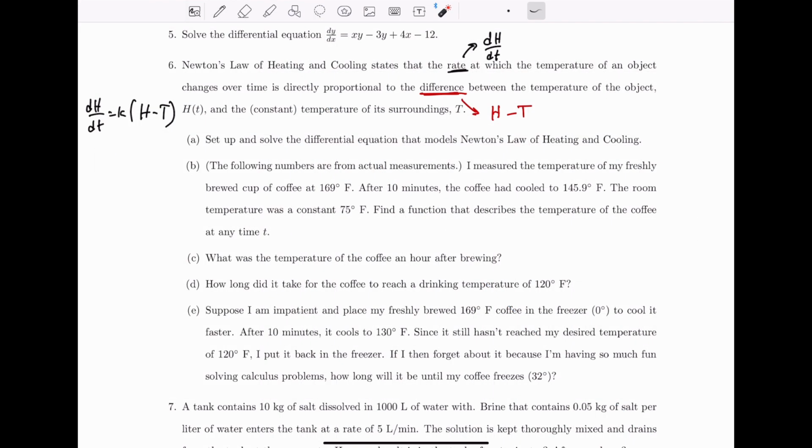Let's work through the rest of example 6. Now that we've found a function which describes the temperature of the coffee at any time t, we can answer question C very easily. What was the temperature of the coffee an hour after brewing? Also, letter D will be pretty easy as well. We want to know how long did it take for the coffee to reach a drinking temperature of 120 degrees Fahrenheit. Let's take a look at these.